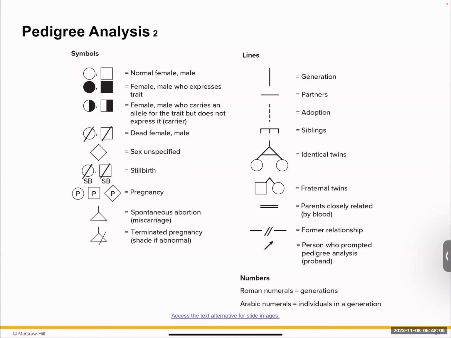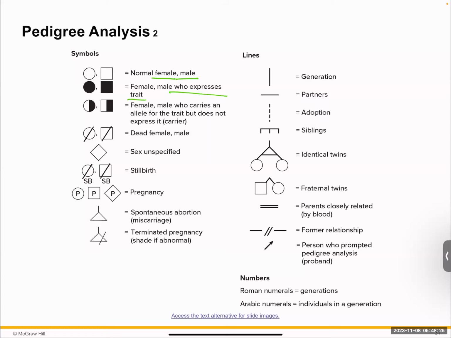That's not the goal of this class. But I want you to understand that if you're looking at one of these, the circle always represents a female, and the square represents a male. If they are colored, or blackened, I should say, that means they're expressing the trait that you're interested in.